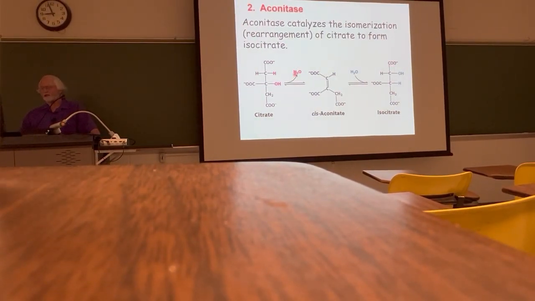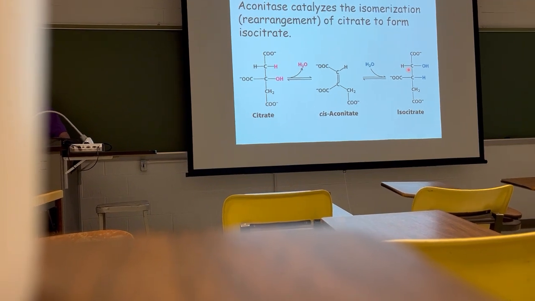The second reaction is a rearrangement of citrate. It's moving that hydroxyl group over 1 carbon, so it's just a shifting. And it happens by a dehydration, so we remove a water molecule, forming a double bond, and then a rehydration, adding that water across that double bond to have now the hydroxyl group at carbon 2. This molecule is called isocitrate. So it's just a simple rearrangement, shifting a hydroxyl group from 1 carbon to another.